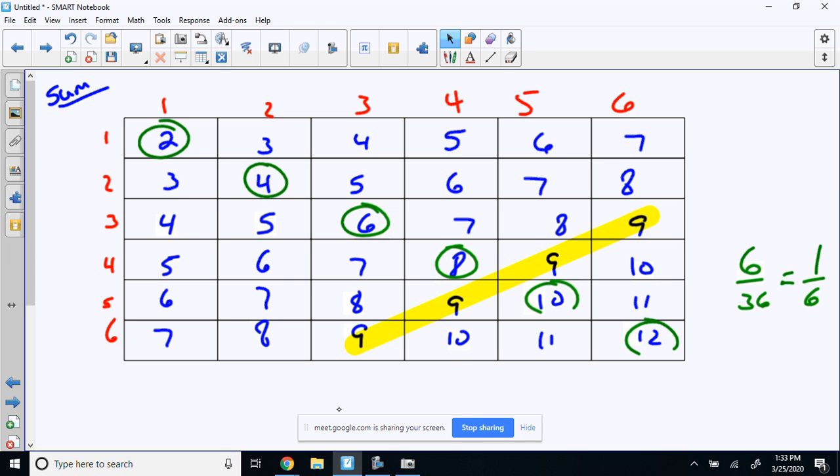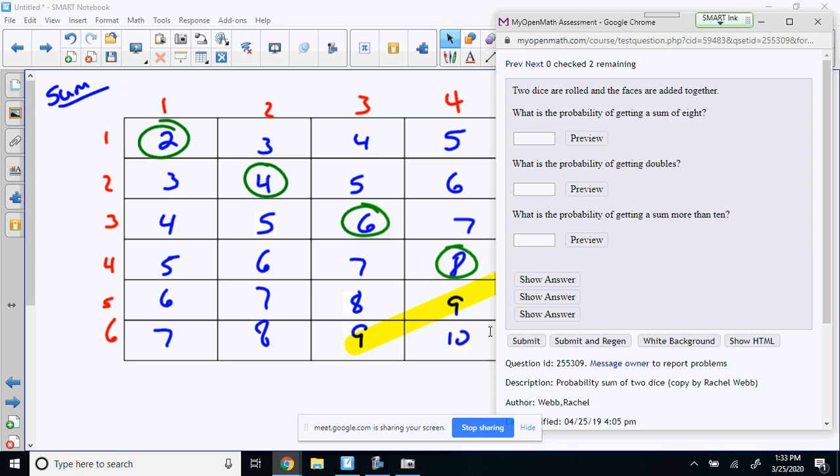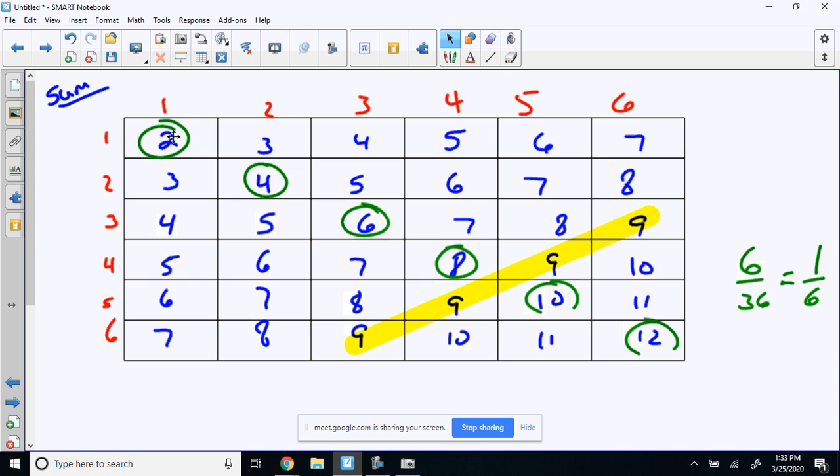Okay, good. Now the second question asked, what is the probability of getting doubles? Doubles means rolling 1 and a 1, 2 and a 2, 3 and a 3, 4 and a 4, 5 and a 5, 6 and a 6, right? That's what it means by double. Because see a 1 and 1 here, 4 and a 4, 5 and 5, so 6 over 36, which is 1 over 6.